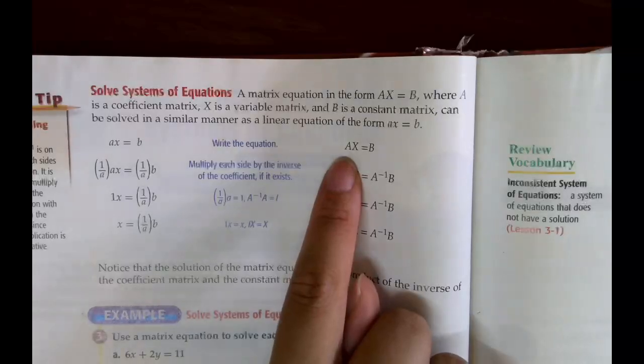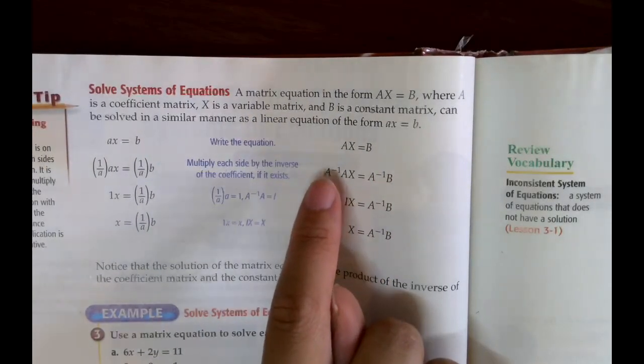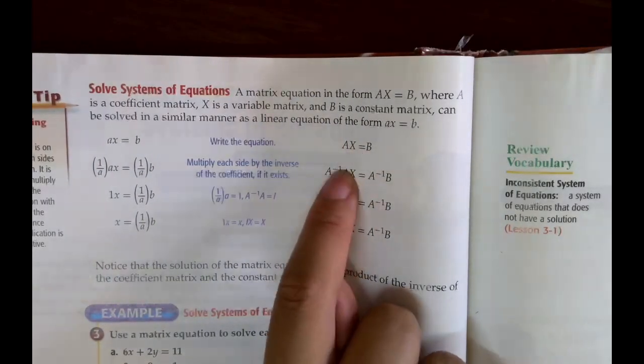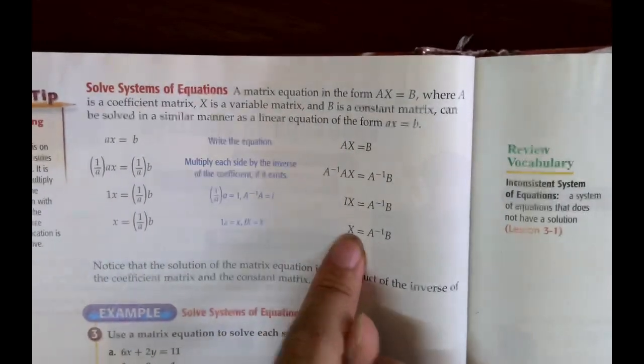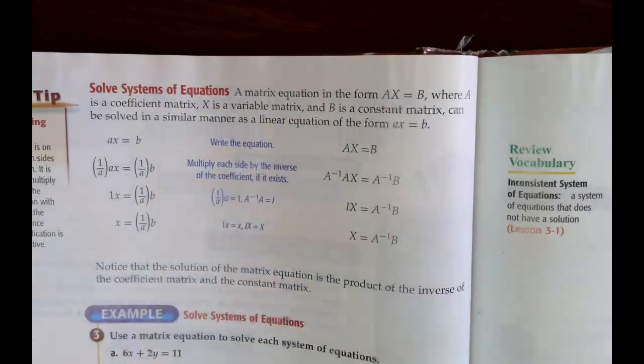So our matrix equation is in this form. So if we multiplied it by our inverse, the inverse and the matrix will undo each other, leaving us with whatever our coefficient equals to when we do the inverse times our constant.